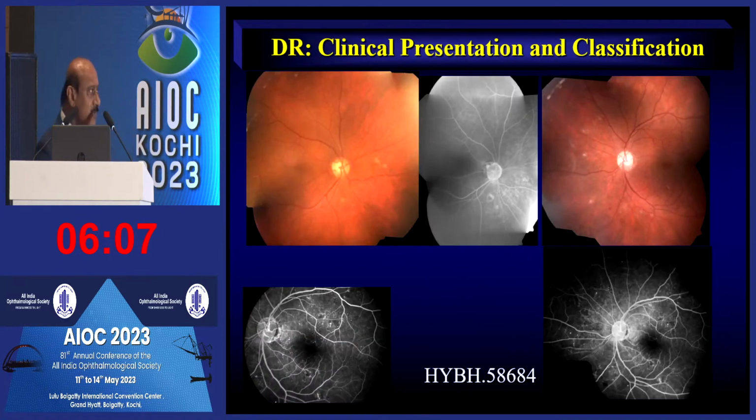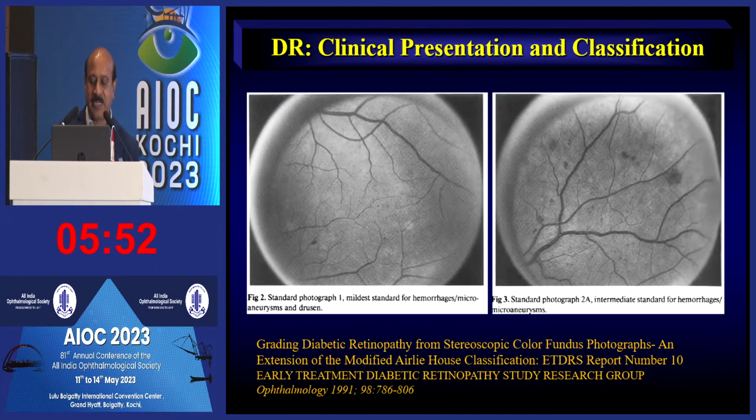Whenever you are seeing either a color fundus photograph, an angiography or a red-free photograph, you should be able to look for which signs are present and what stage of diabetic retinopathy this patient is in. So let us go back to our textbooks like the ETDRS classification. They have given different stages of disease progression. Even the number of retinal hemorrhages, they have given a lot of importance.